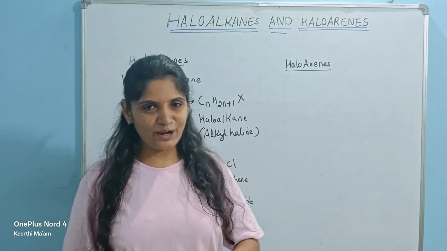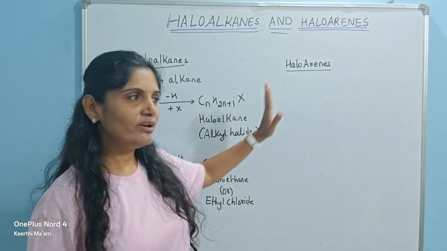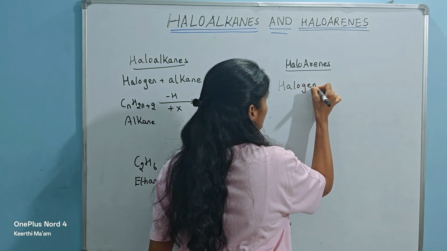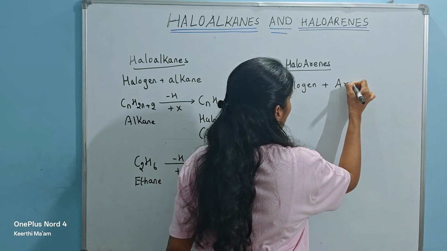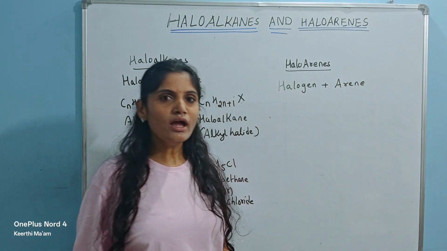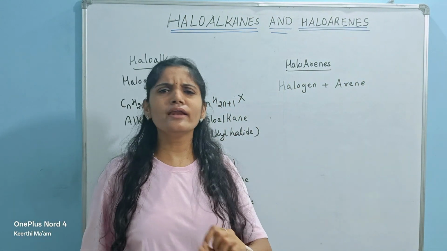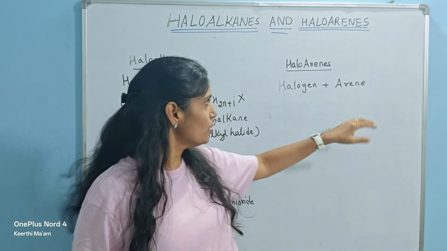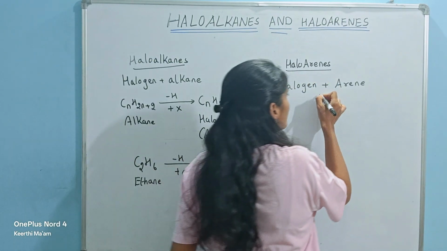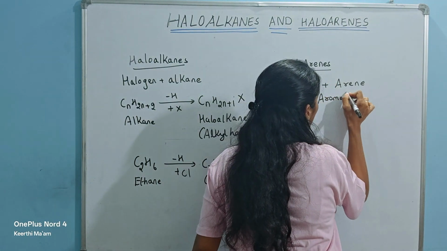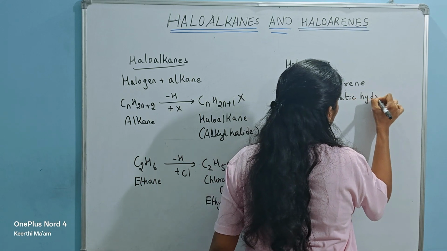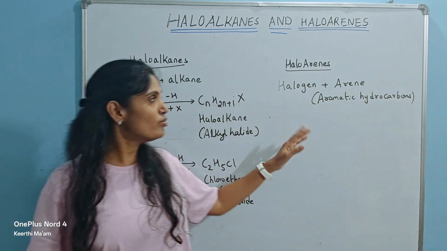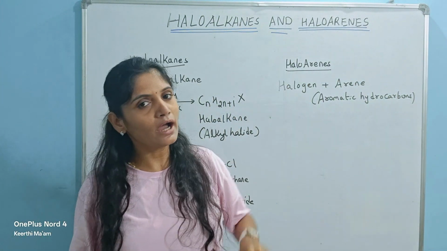Now when we come to our haloarenes, let's divide haloarenes like we divided haloalkanes: halogen plus arene. If you are wondering what is arene, arene is your benzene. Halogen plus arene together, when I say haloarenes, we can also call them aromatic hydrocarbons. Wherever benzene is involved, we can talk about aromaticity. So halogen plus arene together form your aromatic hydrocarbons.